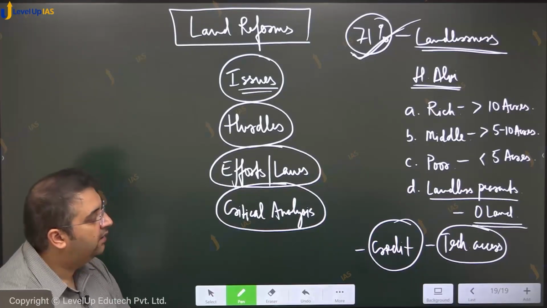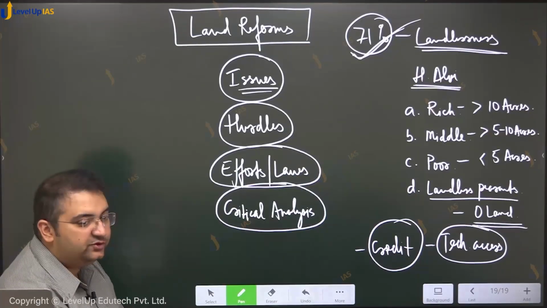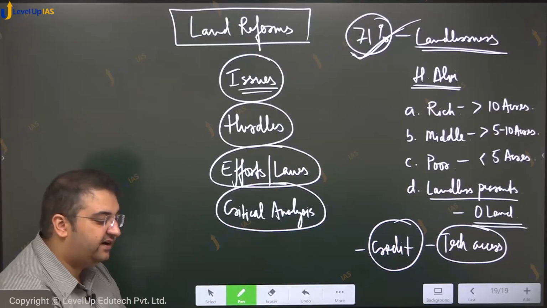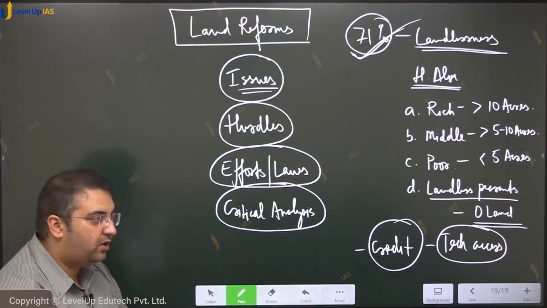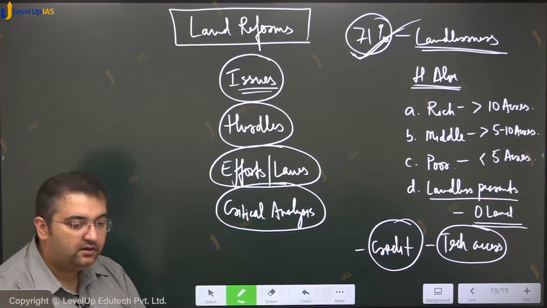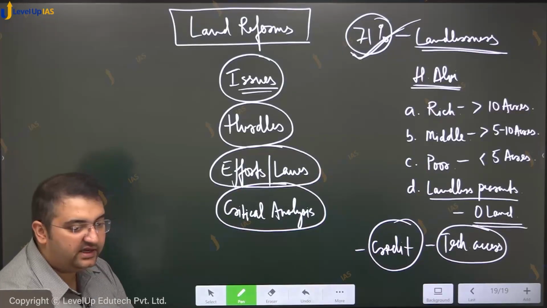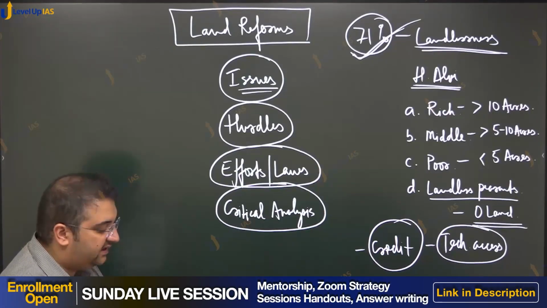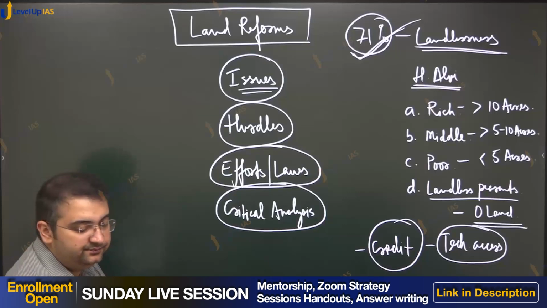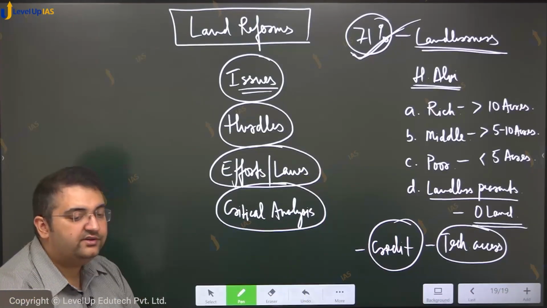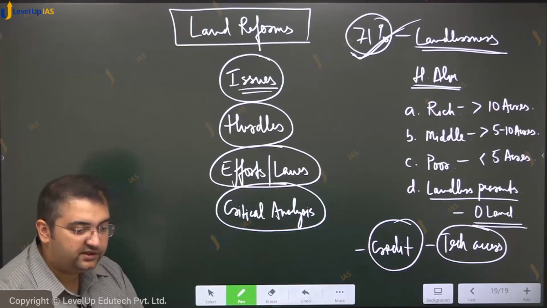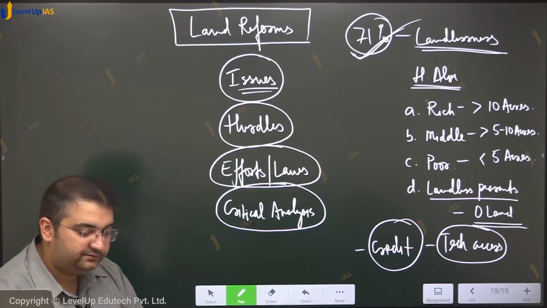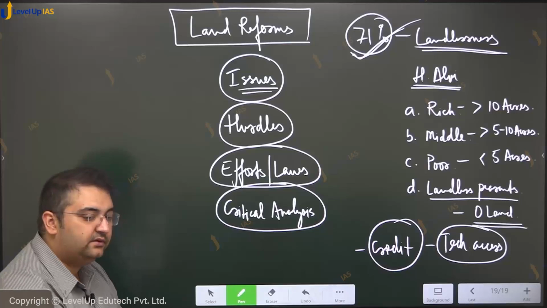Next point. Access to synthetic fertilizers, modern pesticides, and high yield variety seeds, HYV seeds, was virtually non-existent.